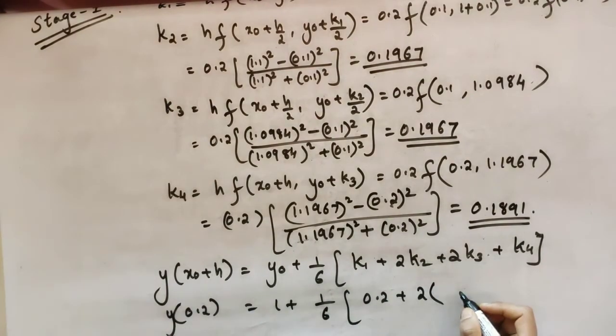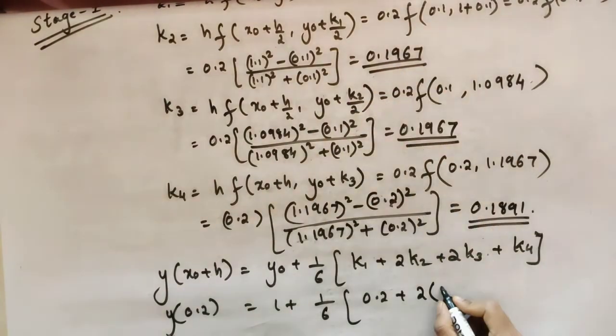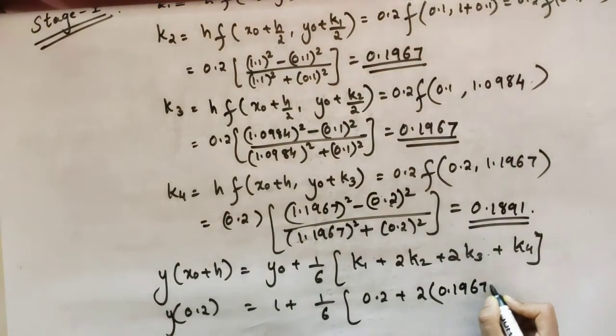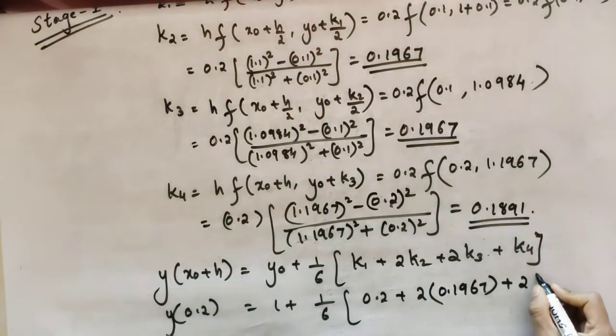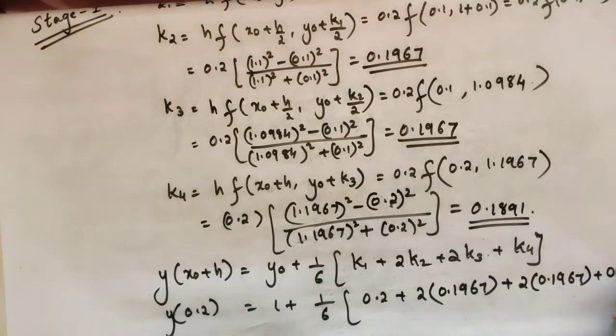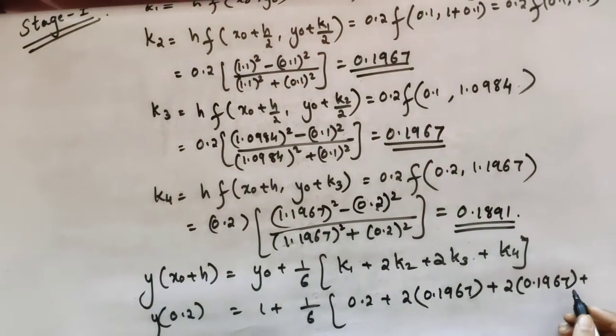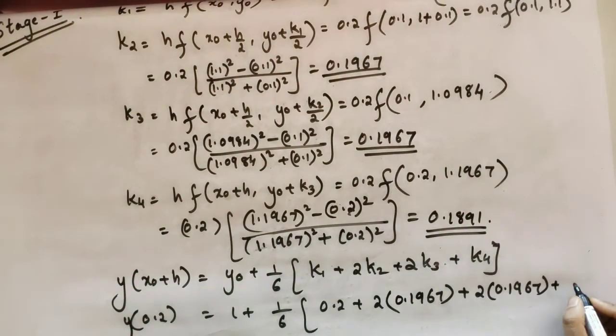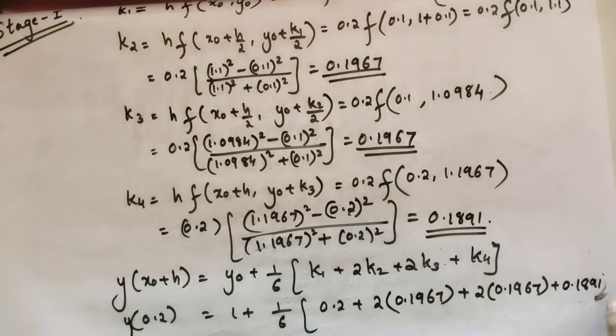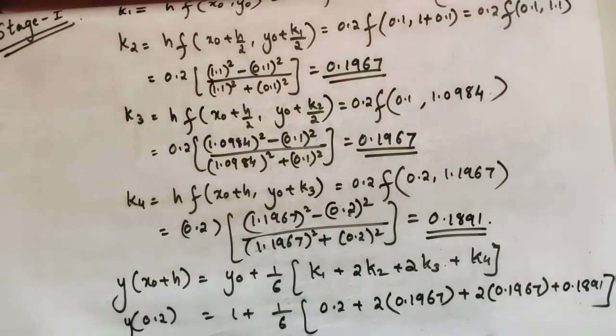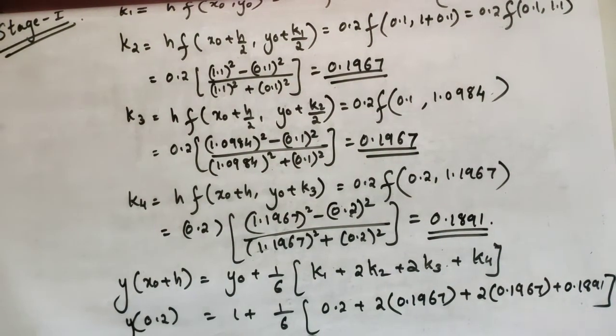K2 is, what is K2? It's 0.1967. What is K3? It is also 0.1967, plus K4 0.1891. Complete the square bracket and put the values in your calci.